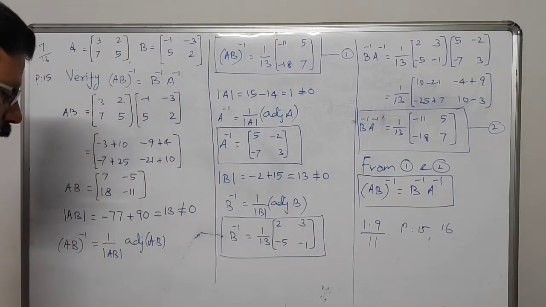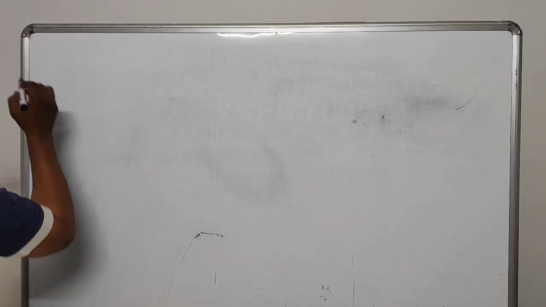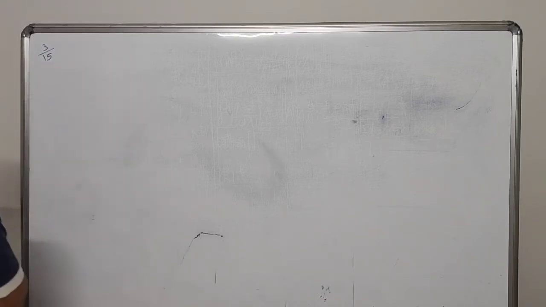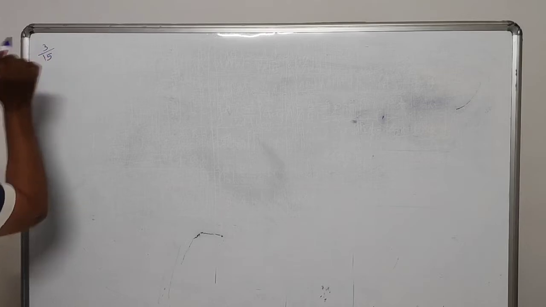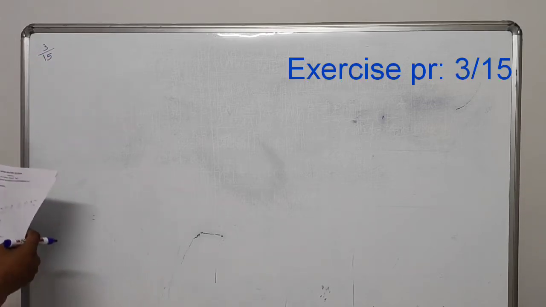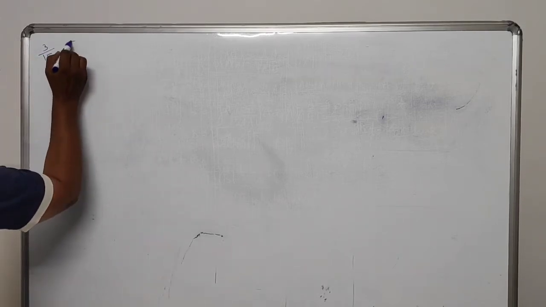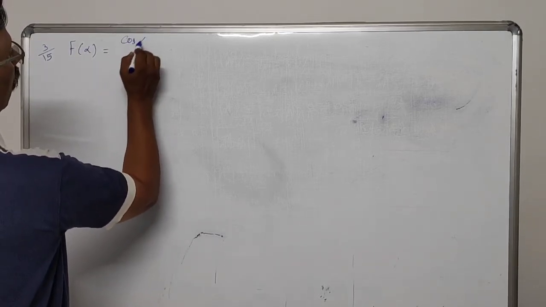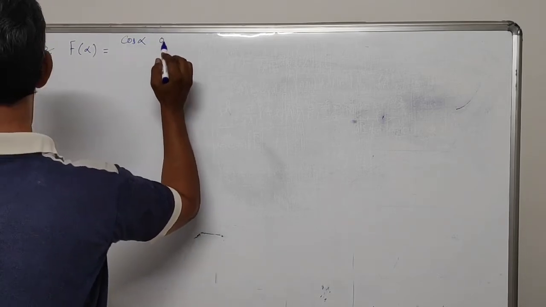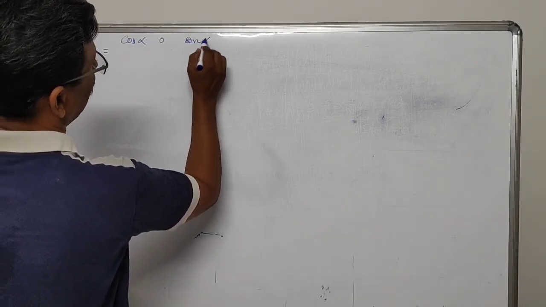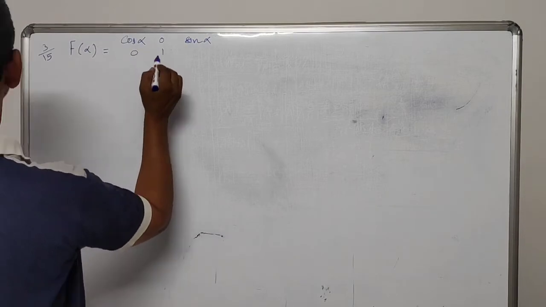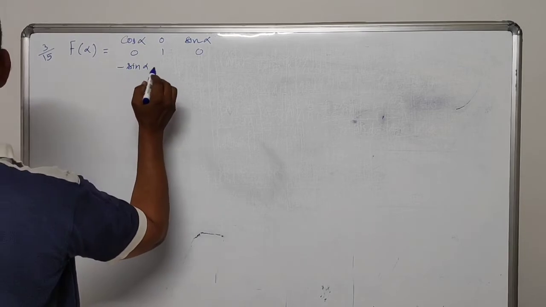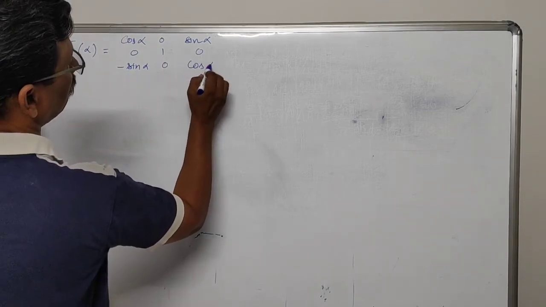Okay. Now let us see the next problem. Problem number 3, given at page number 15 in the first exercise, and the same problem is given in the material 3. Now the matrix F of alpha is given. It is a 3 by 3 matrix. It is given as cos alpha, 0, then sin alpha. Then 0, 1, 0. The next row is minus sin alpha, 0, then cos alpha.